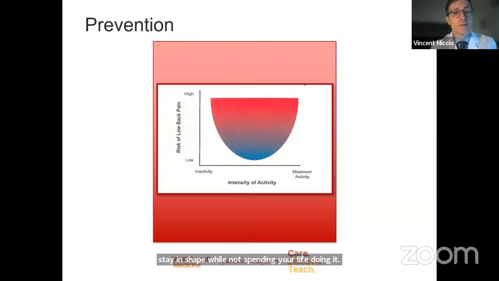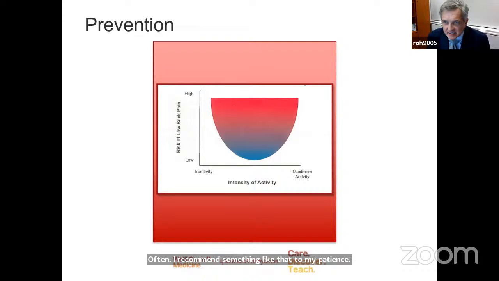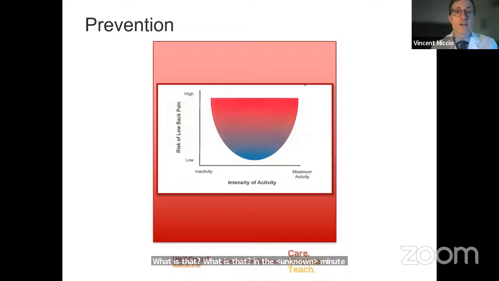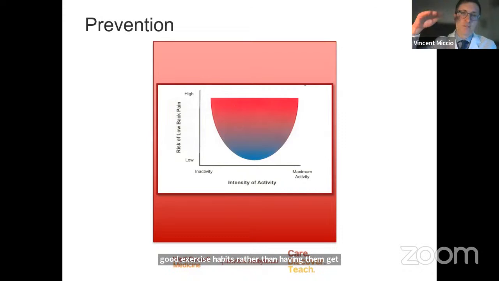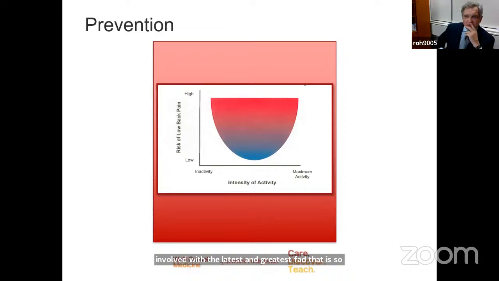What is that, the 7-minute scientific workout? Yes, it's called the 7-minute scientific workout. And it's a series of exercises that are designed to hit all of the major muscle groups of your body. And so that's a general exercise routine. It's not necessarily tailored for those with lumbar stenosis, but I'm generally trying to get my patients to develop good exercise habits rather than having them get involved with the latest and greatest fad that is so intense they end up hurting themselves. So, well, thanks, Dr.